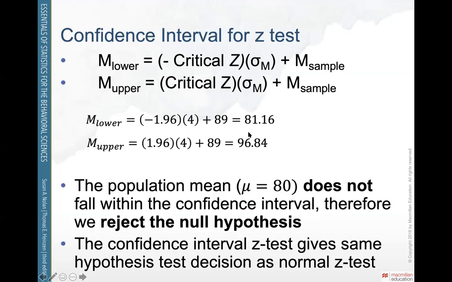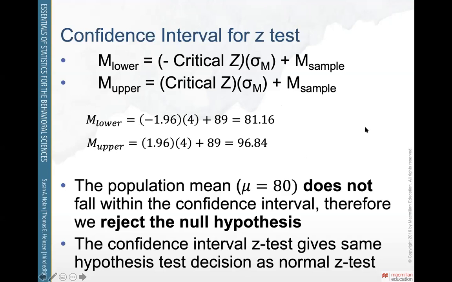So the book, in my opinion, makes confidence intervals way more complicated than they need to be. Really, all we're doing is converting the critical Z-score. We have two of them, one on the left, one on the right. We're converting that critical Z-score into the X value that Z-score represents. The lower bound here is 81.16. The upper bound is 96.84. And so these two numbers are the confidence interval.